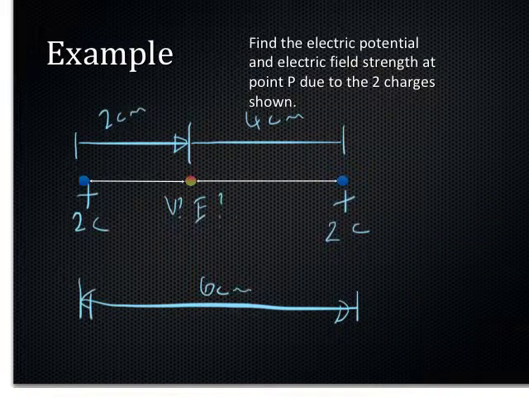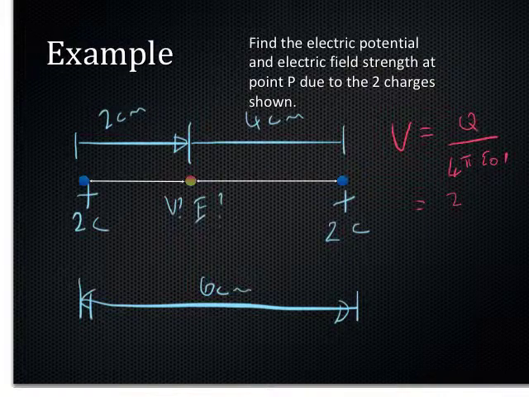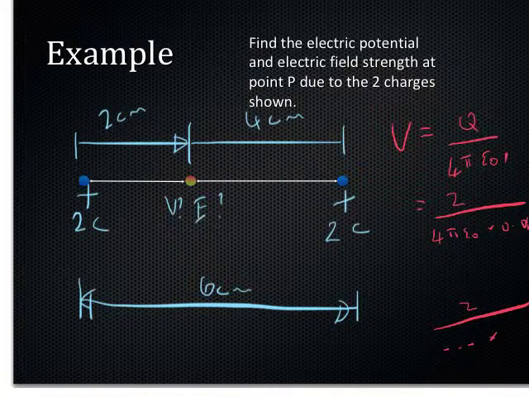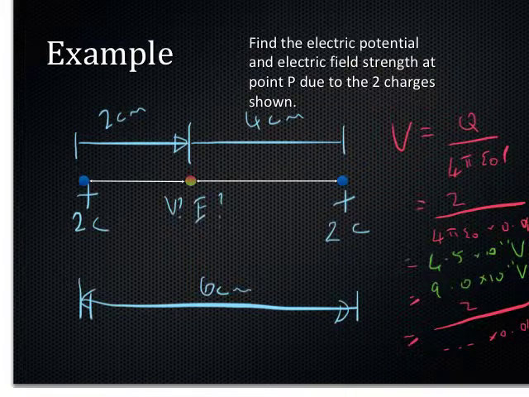Okay, so now we're looking at the potential. The potential is going to be Q over 4 pi epsilon naught R. So for working out both, you've got 2 over 4 pi epsilon naught times 0.04, and the other one is the same times 0.02. And we'll get two values. So we've got our two values of the potential at that point.